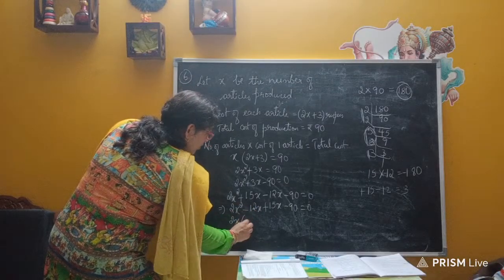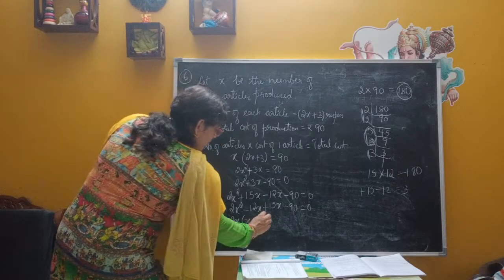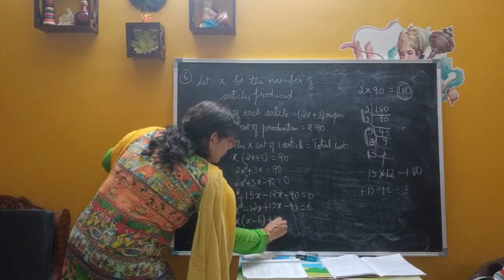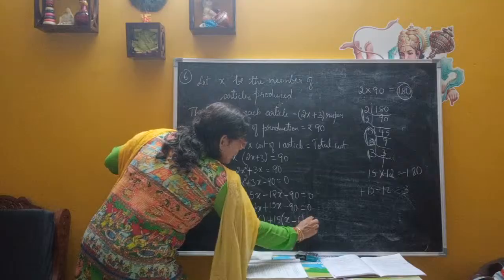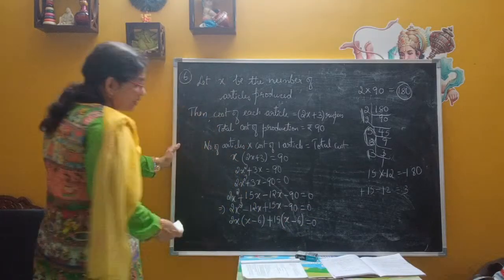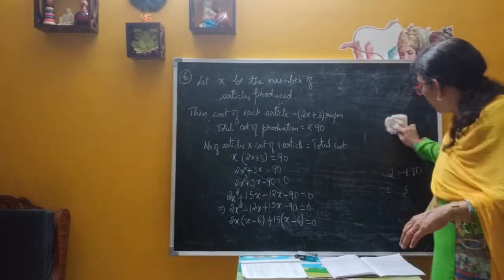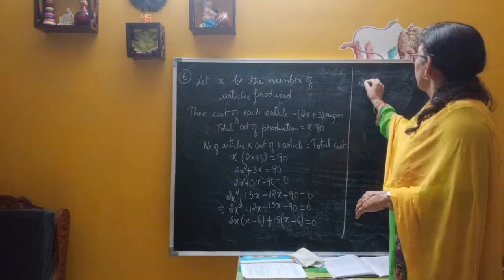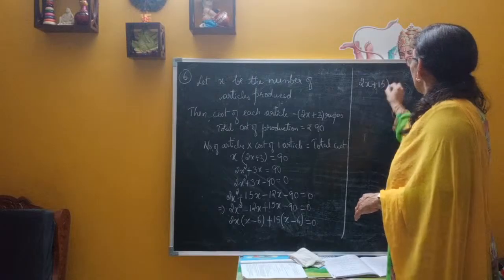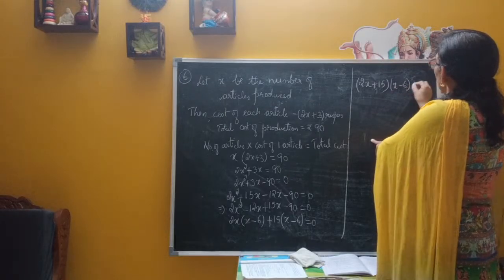I get here 2x square by 2x is x, minus 2 6s are 12. So x minus 6 plus 15, then x minus 15 6s are 90. So x minus 6 and 2x plus 15. Okay, these are factors of the quadratic equation. So we write this as 2x plus 15 into x minus 6, common factor, is equal to 0.